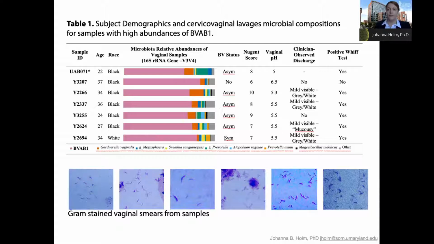The 7 samples denoted here came from women, 6 of which were clinically diagnosed with bacterial vaginosis. Not all of the women reported symptoms though, and this is denoted as asymptomatic or ASYM in the BV status column. Gram stains from each of these samples in the bottom of the slide show a predominance of the gram-positive curved rods, presumed to be BVAB1.